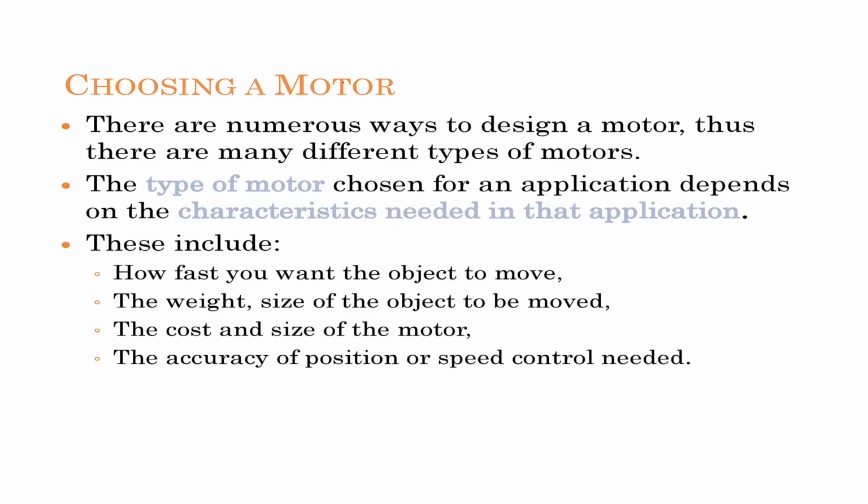So how to choose a motor? There are numerous ways to design a motor. Thus, there are many different types of motors. The type of motor chosen for an application depends on the characteristics needed in that application. These characteristics include how fast you want the object to move, the weight and size of the object to move, the cost and size of the motor, and the accuracy of position or speed control needed. Depending upon these characteristics, you choose which type of motor to use for a particular application.